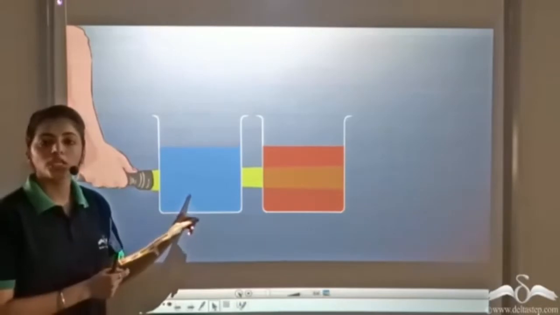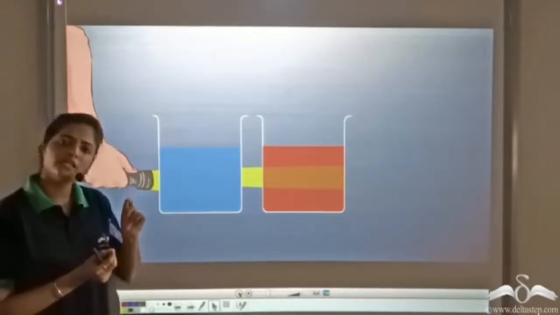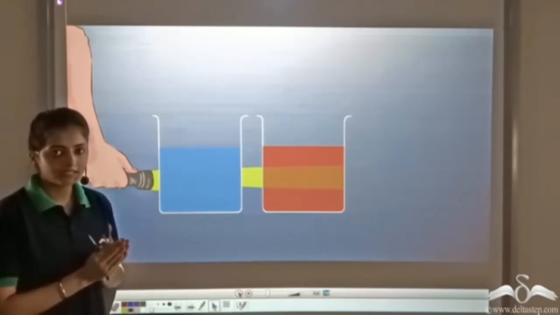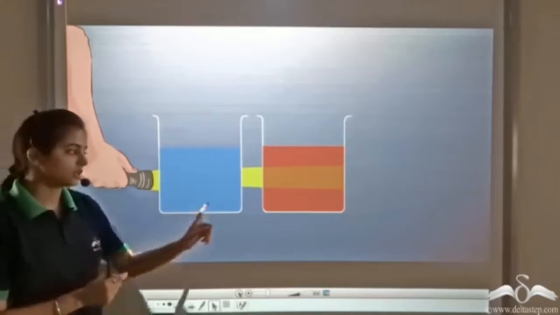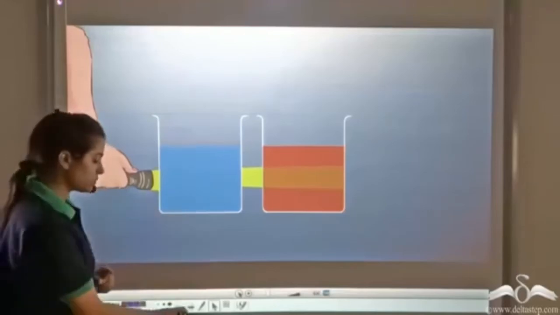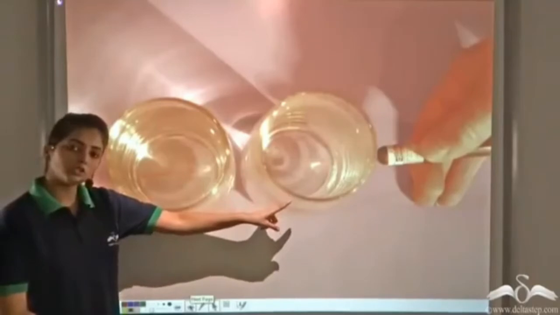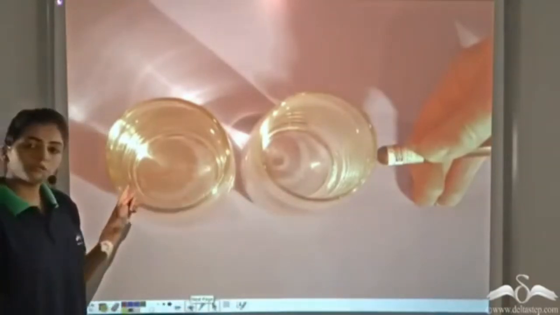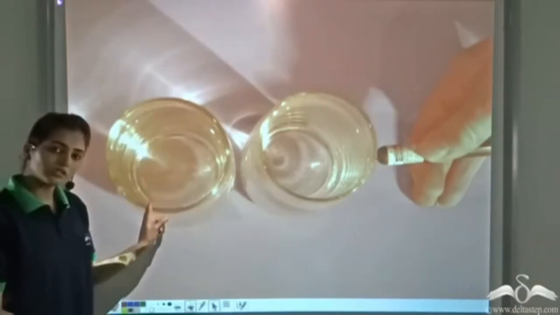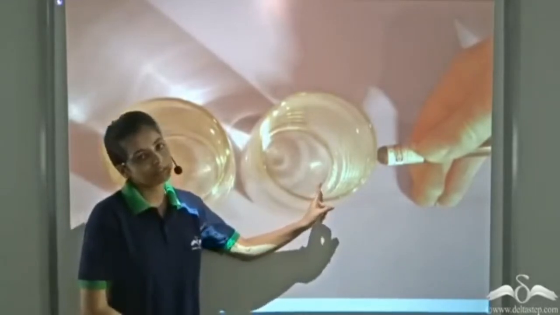A true solution cannot scatter the light rays. This is because the particles of a true solution are very small. They do not have the property to scatter the light rays. And hence, Tyndall effect helps us in distinguishing a colloidal solution from a true solution. So we can use this property when we have two solutions. We bring a laser beam or a torch. You observe that the path of the laser beam becomes visible in one of the solutions. This means this is a colloidal solution, and the solution in which the path does not become visible is the true solution.